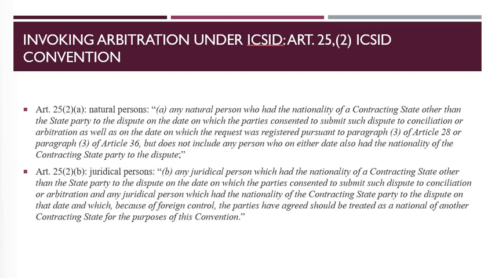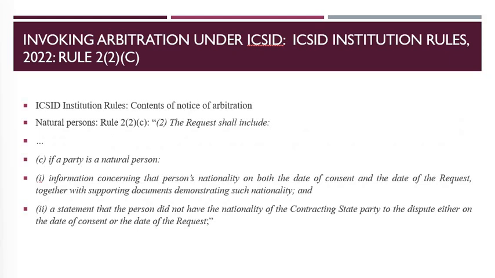Now, ICSID Institution Rules 2022 deals with the content of the notice invoking arbitration. On natural persons, Rule 2(2)(c) states the request shall include: c. If a party is a natural person, 1. Information concerning that person's nationality on both the date of consent and the date of the request, together with supporting documents demonstrating such nationality, and 2. A statement that the person did not have the nationality of the contracting state party to the dispute either on the date of consent or the date of the request.